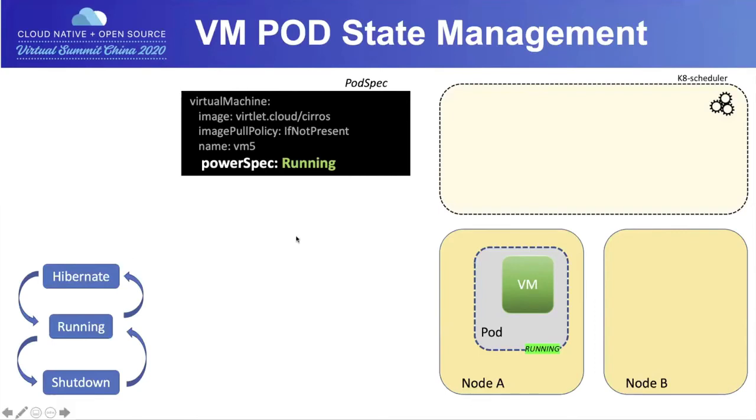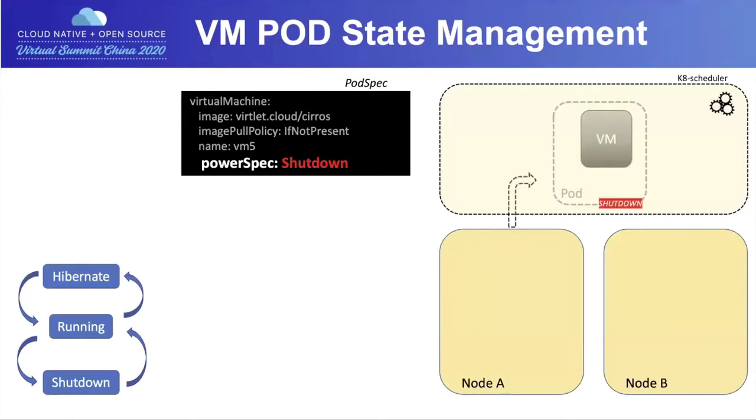What we can do is issue a patch command to the pod to indicate we want to change this part to shut down. That will trigger the control plane to take this pod out of resource from the node and put it in a shutdown state. When the scheduler sees the shutdown state and sees that it's intended, it will not try to reschedule this pod anywhere else.